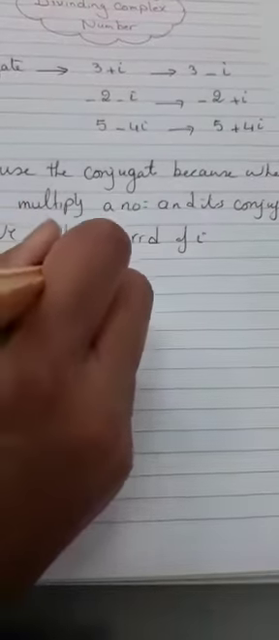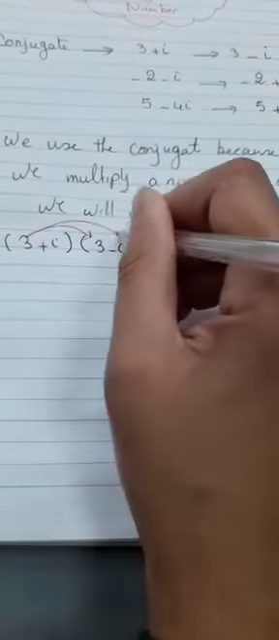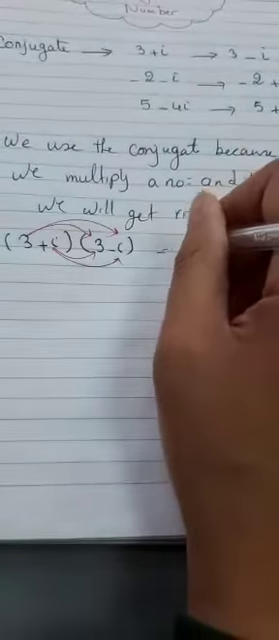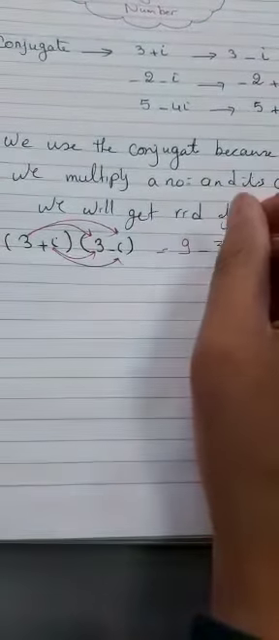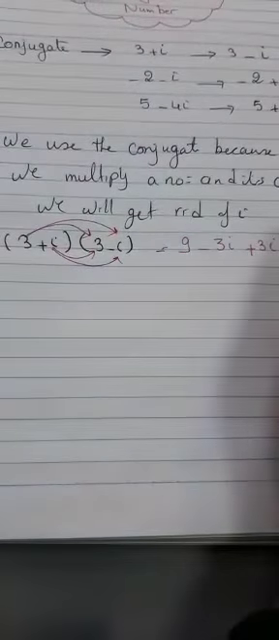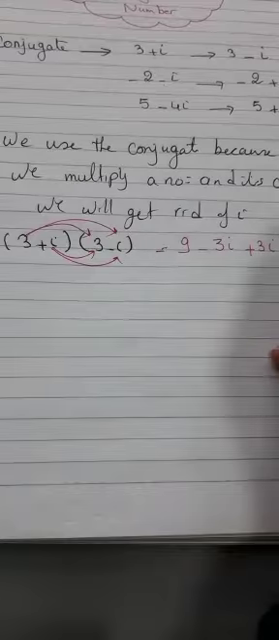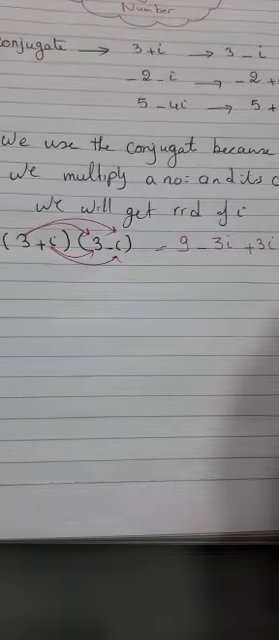If I have 3 plus i multiplied by its conjugate, as we did before in the multiplication, first with the first and the first with the second, second with the first and the second with the second. 3 by 3 is 9, 3 by negative i is negative 3i, i by 3 is 3i, i by i negative i squared. I'm going to replace the i squared and introduce the negative 1 instead of it. Then negative by negative is positive.